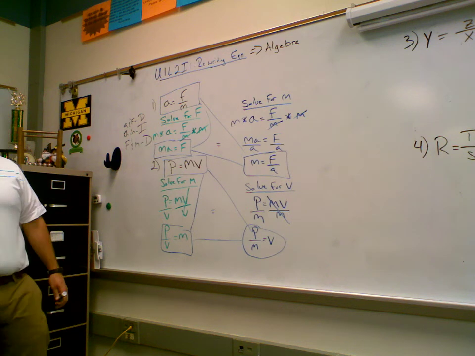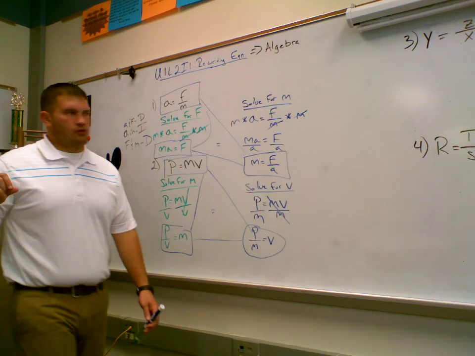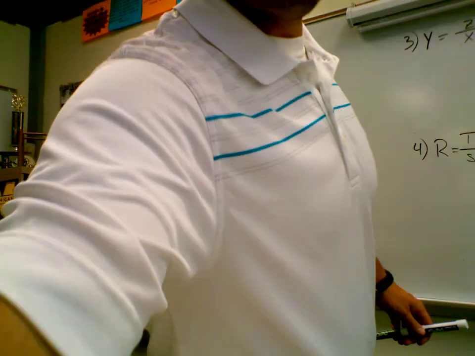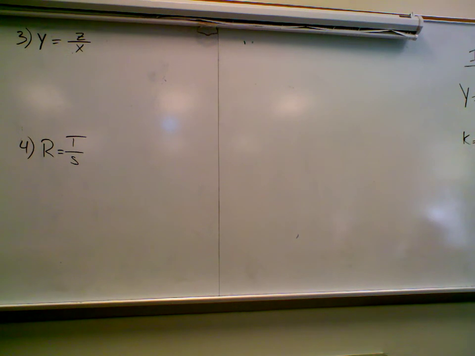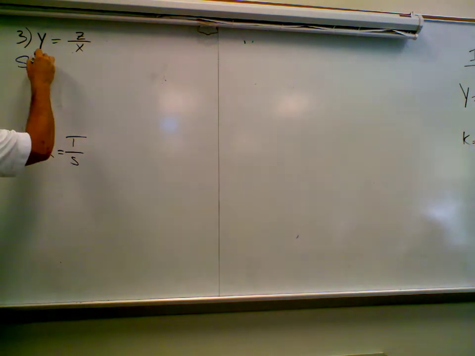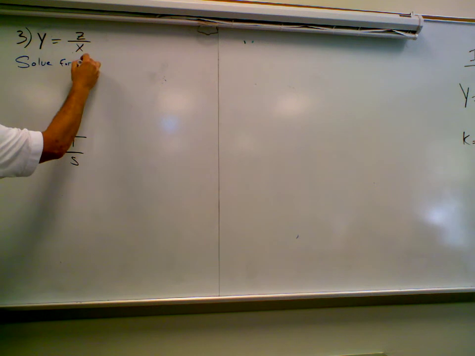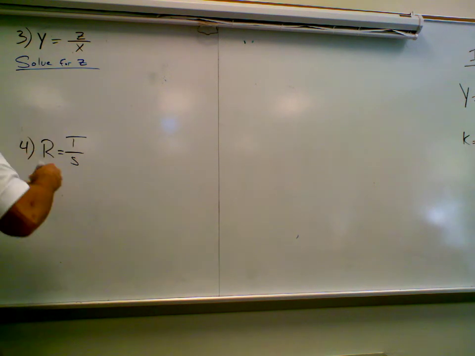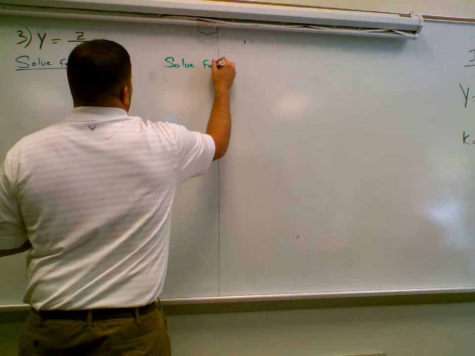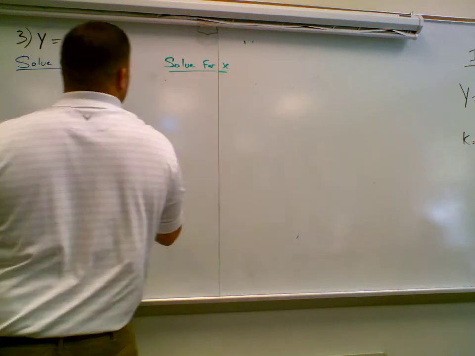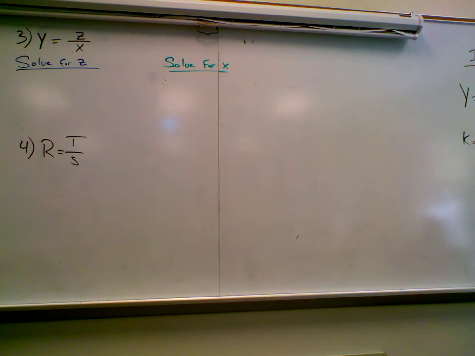Any questions on 1 or 2? No? Okay, let's try 3. If I'm writing equivalent forms for 3, that means I need to solve for what? Z and x. So we're going to need to solve once for z, and we're going to need to solve once for x. So solve for z and solve for x.